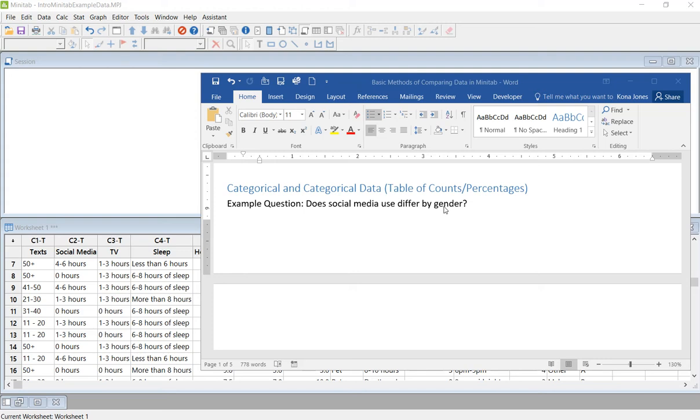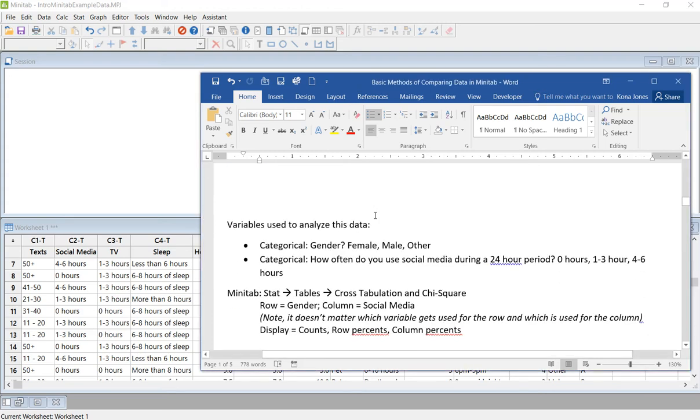So to get started, our example question is, does social media use differ by gender? To look at this, our variables are categorical: gender, female, male, other, and then categorical: how often do you use social media during a 24-hour period? 0 hours, 1 to 3 hours, 4 to 6 hours. So those are our different options. So how are we going to actually do that?